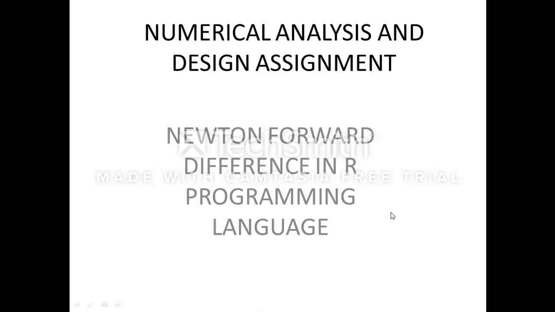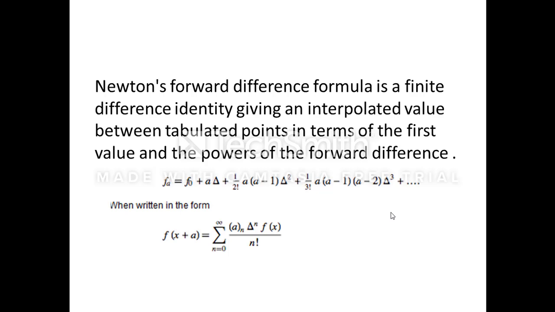Hello everyone, my name is Mayank Jain and in this video we're going to see the Newton forward difference formula in the R programming language. Newton forward difference formula is a finite difference identity giving an interpolated value between tabulated points in terms of the first value and the powers of the difference.